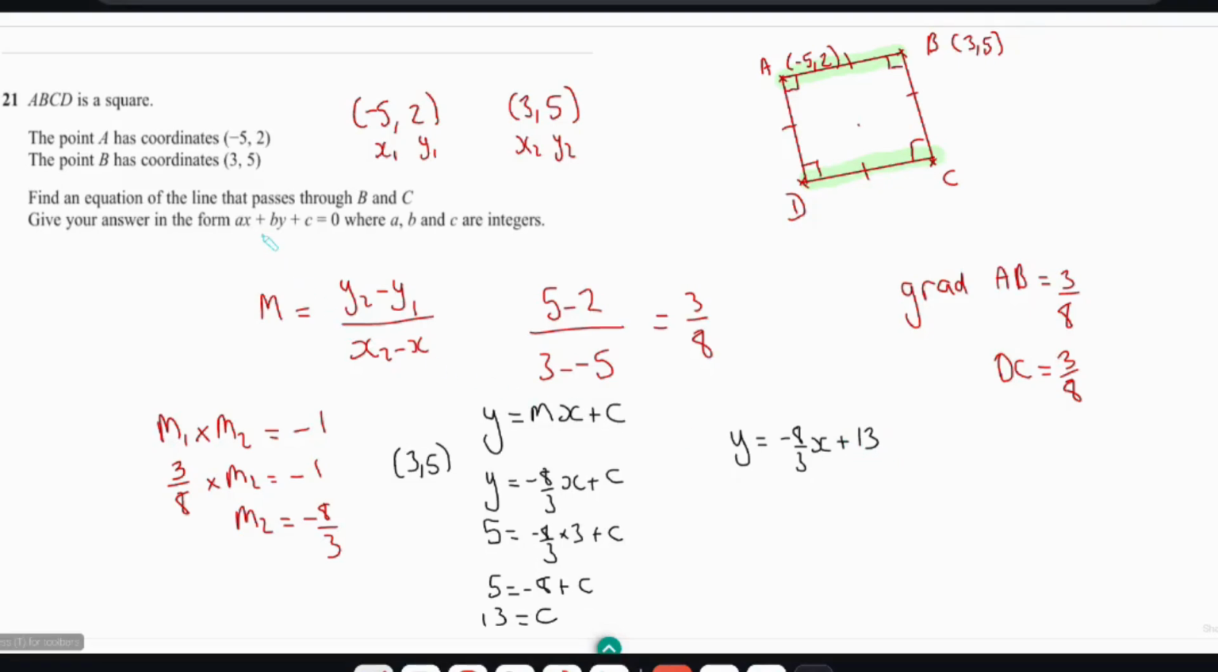But we want the answer in the form ax plus by plus c equals 0. The first thing I need to do is make a, b, and c into integers. I'm going to multiply through by 3, so I need to multiply every term in here by 3. And then I need to collect all my terms. I'm going to on the left-hand side, so add 8x to both sides, minus 39 to both sides. So my final answer here is 8x plus 3y minus 39 is equal to 0.